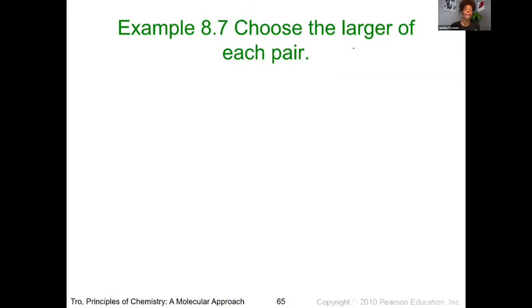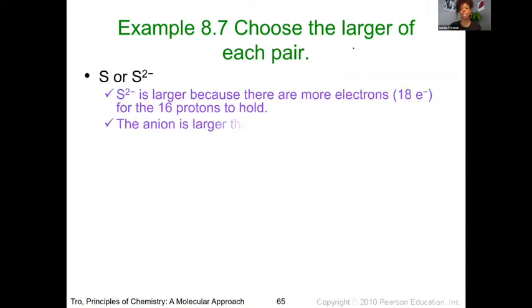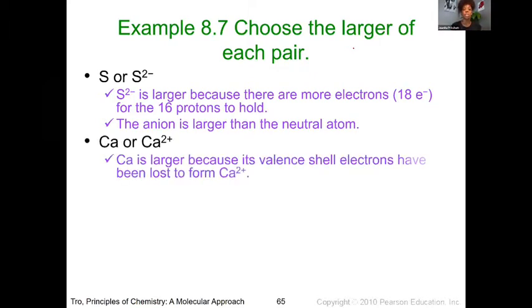Now, when we're choosing between who is larger and who is smaller, we take the relative location and the charge into consideration. If we're dealing with sulfur or its anion, the anion has more electrons than the neutral species, so we would expect the anion to be the larger of the two. For calcium versus its cation, the calcium cation has lost 2 electrons, so we anticipate it should be smaller than the neutral atom. So we would pick calcium as the larger.